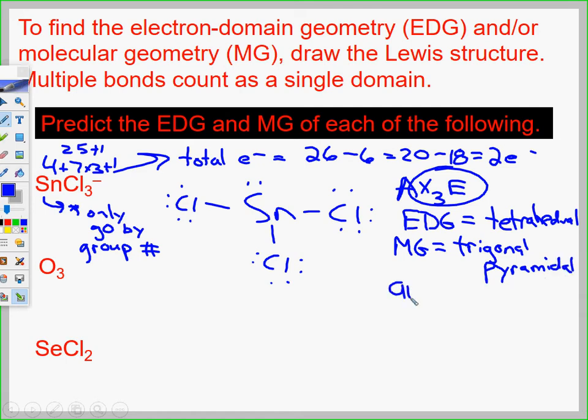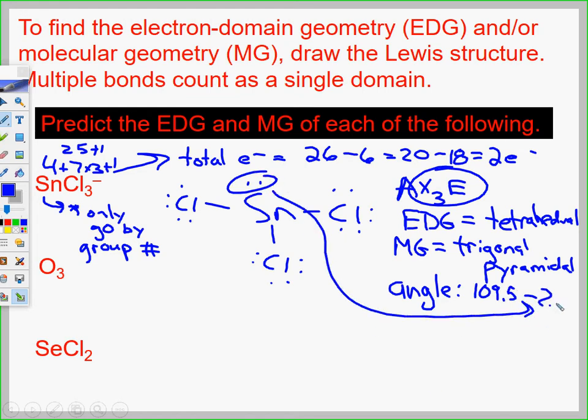All right, we're not done yet because we are rock stars and we all already know this. What is the angle going to be here, Raina? Okay, close. Let's do it together. 109.5 minus 2.5 equals 107. Perfect. I need somebody to give me the hybridization of this.